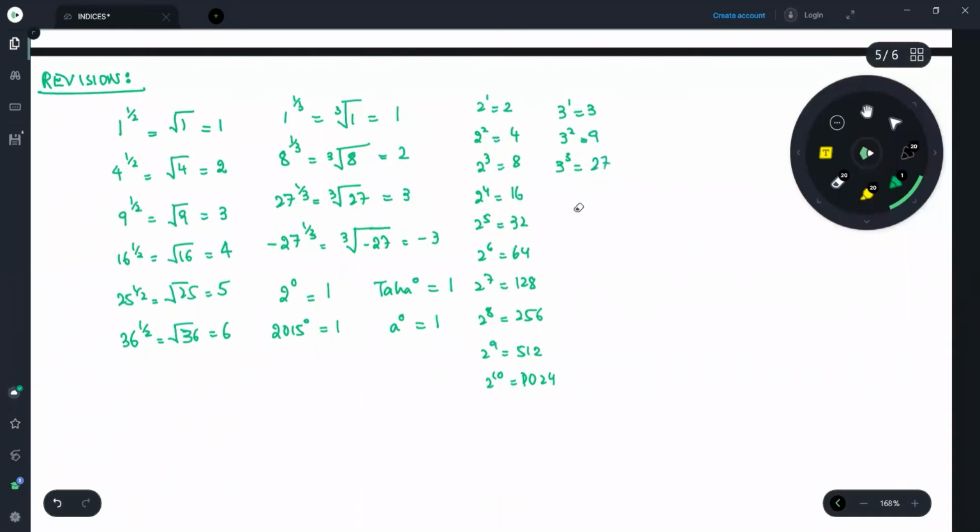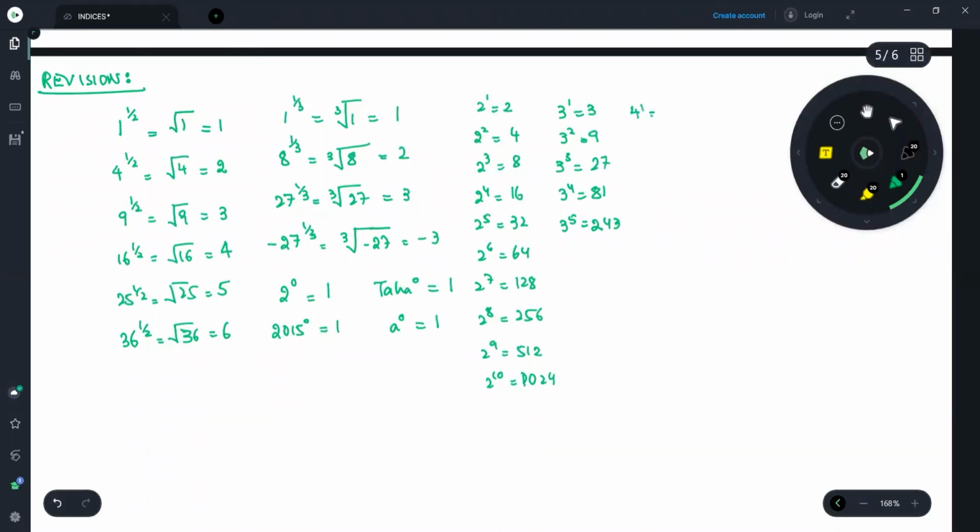3 cubed is 27. 3 to the power 4 is 81. Because you're not allowed calculators, we'll just write down 3 to the power 5 as well. And 3 to the power 5 is 81 times 3, which is 243. This was one of the questions from the book, and because you're not allowed calculators, this could come in the exam.